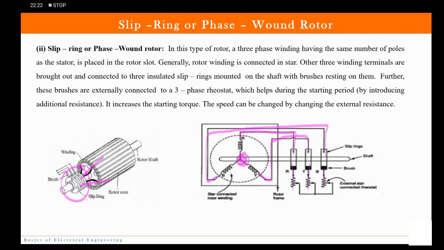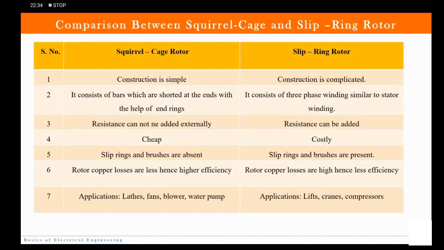We shall be talking about the working in the next class. In this class we are discussing the construction part and we are comparing various types of induction motor. Okay, so this is the comparison. This is very important. Fine. So these are the advantages of squirrel cage rotor over slip ring motor. The construction of squirrel cage is simple if you compare it with slip ring.